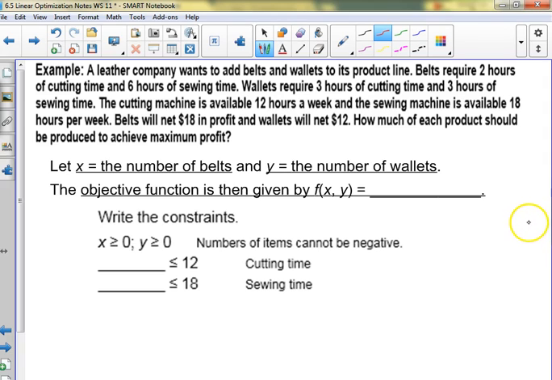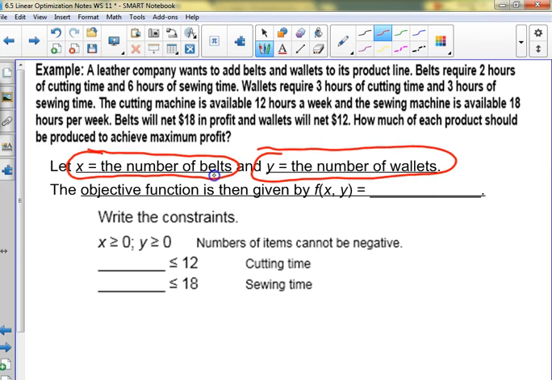So what is the profit sentence here? If we let X be belts, okay, that's always the first thing you do is figure out what we're actually talking about. And Y be wallets. What is the profit we make on a belt? Belts will net $18 in profit. And wallets will net 12. Okay, now we're done with that sentence, guys. We can stop looking at that one.